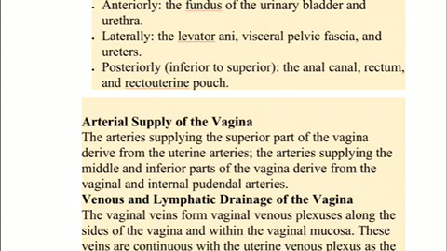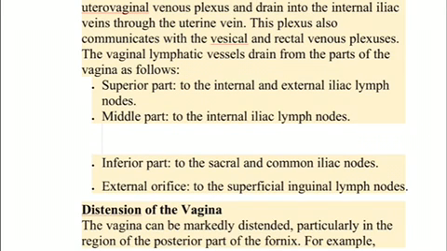What about the veins that drain the vagina? The vaginal veins form vaginal venous plexuses along the sides of the vagina and within the vaginal mucosa. These veins are continuous with the uterine venous plexus, and they continue as the uterovaginal venous plexus, and these veins drain into the internal iliac veins through the uterine vein. The uterovaginal plexus also communicates with the vesical and rectal venous plexuses.